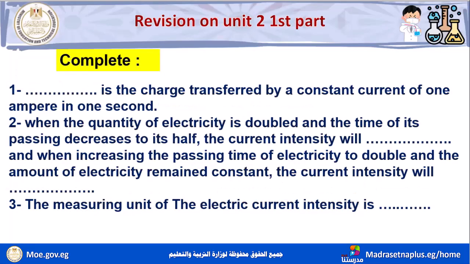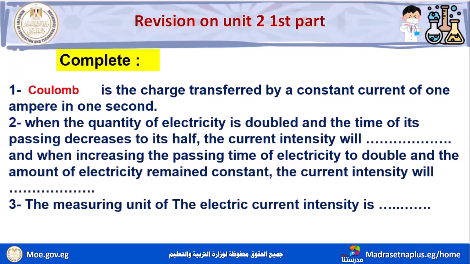First question, complete. Number one. Coulomb is the charge transferred by a constant current of 1 ampere in 1 second.